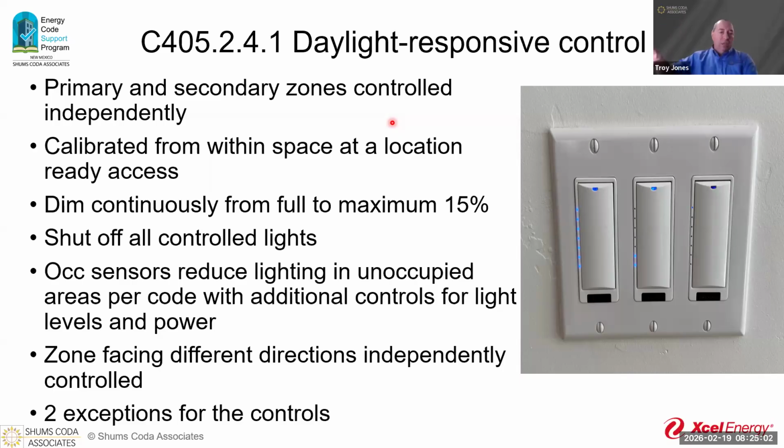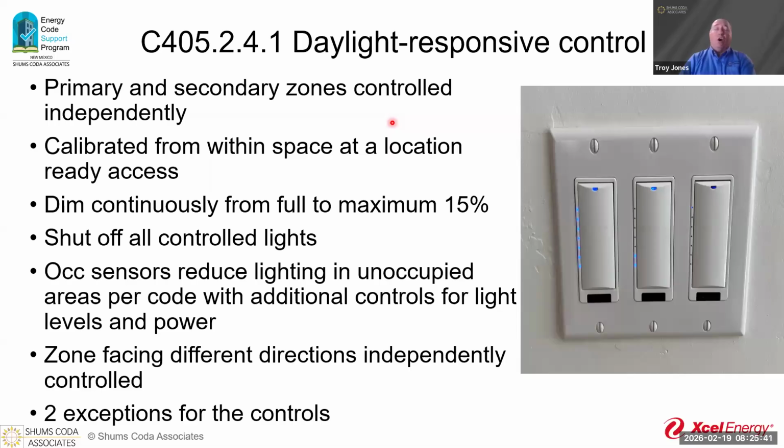They have to be down at operational level, being able to readily access them so we can adjust them because they are mechanical electronic devices. Sometimes they get out of whack. If we have to put in a new sensor and recalibrate it and readjust it, we truly have to be able to get to it without climbing on top of a bucket. So we want to make sure that those are in an accessible place. They have to dim continuously from full to a maximum of 15%. So not completely shut off, but 15% of the total light coming out is where they have to get to.